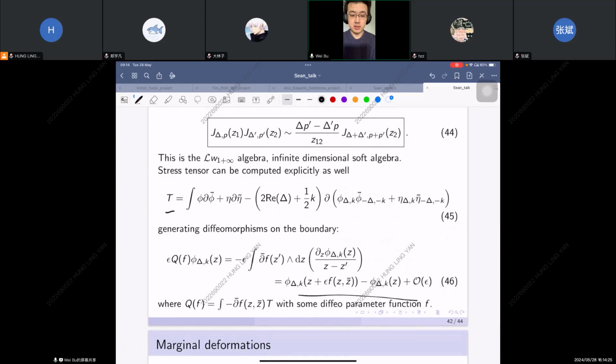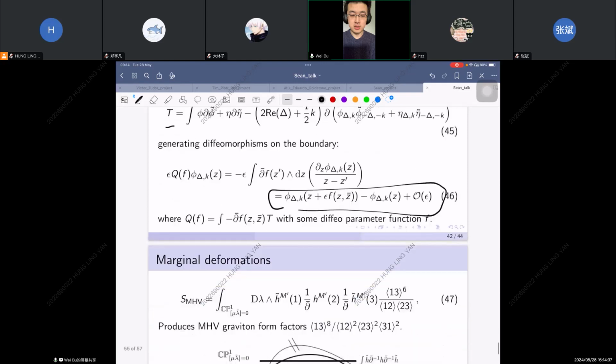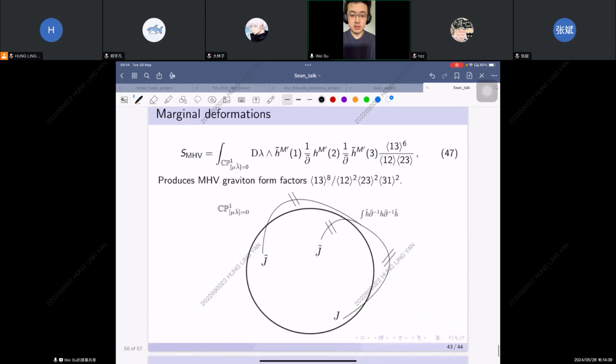So this is your diffeo. It transforms the coordinate Z to some epsilon function of Z and Z bar. So it's some diffeo generator. And on top of that, you can also do marginal deformations like in the Yang-Mills case.